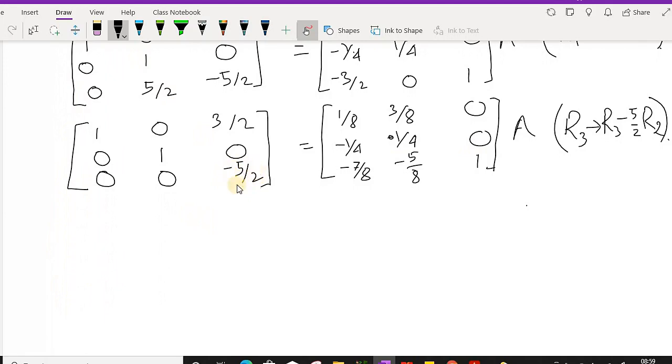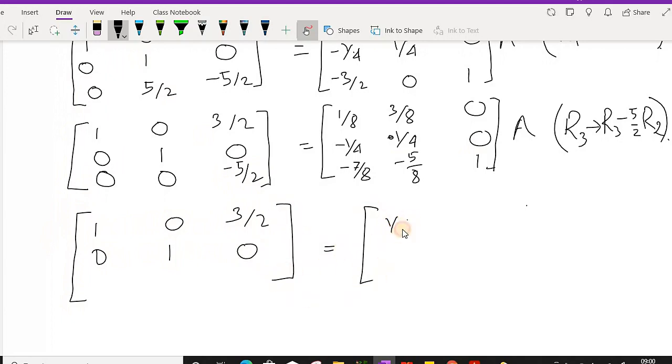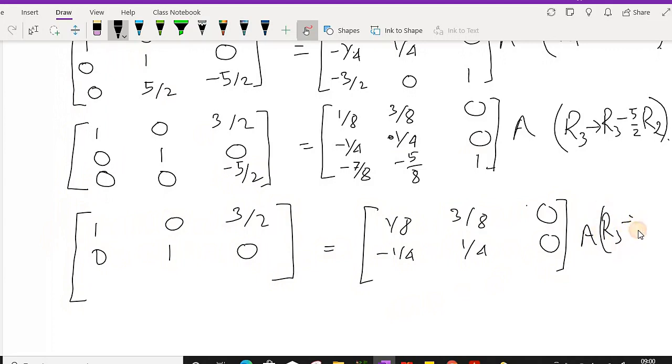Now I have to make this one 0, or rather 1. So to make this one 1, what will you do? First of all, we have to operate on R3. So we'll keep R1 and R2 as they are. So this will be like 3 by 2, 0, 1, 0. Okay, so this is equal to 1 by 8, 3 by 8, 0, minus 1 by 4, 1 by 4, 0, and this is A. So what do we have to do to R3? To make this one 1, what do you have to do? We have to multiply by the reciprocal of this.